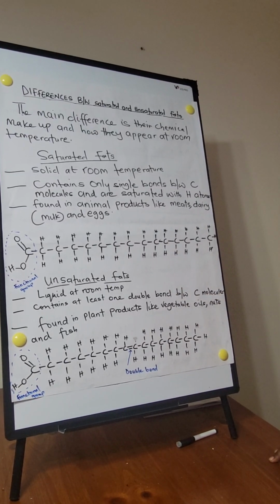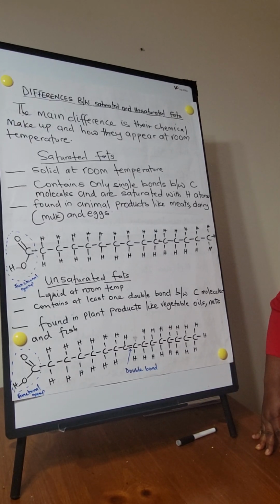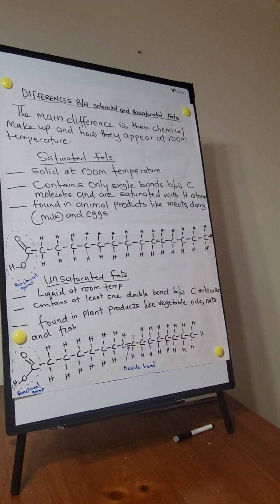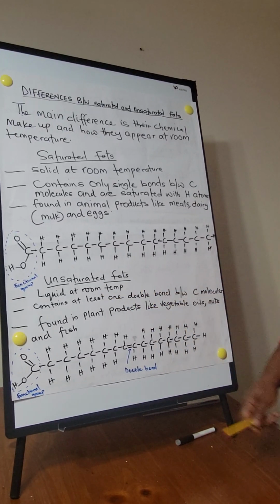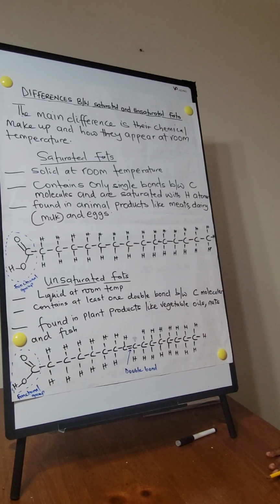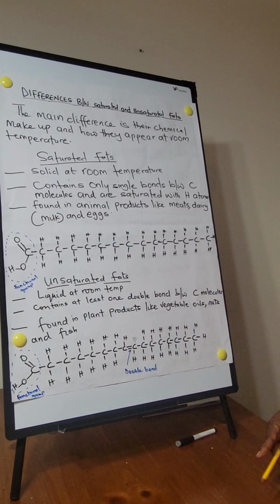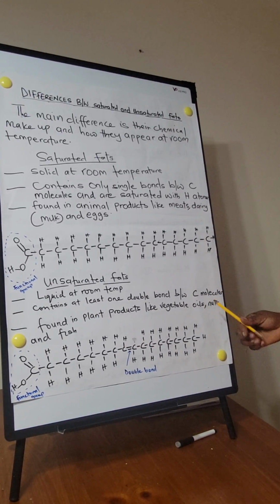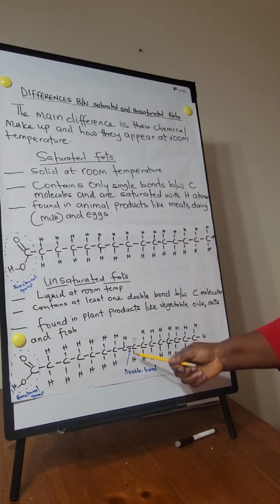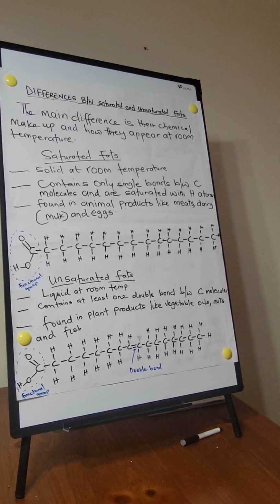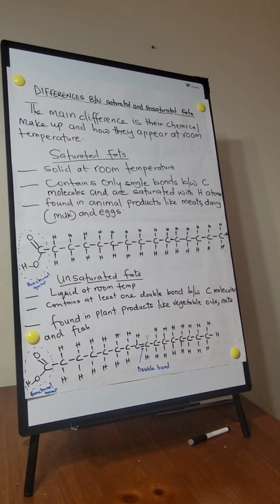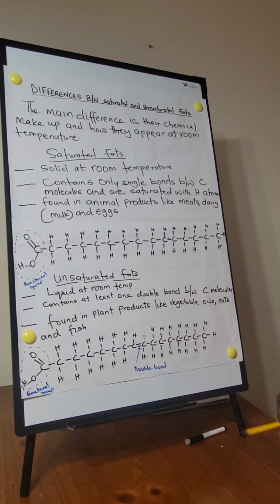And then unsaturated fat, which is recommended on the label, that is, it is recommended that we eat food that is made up of unsaturated fat. This unsaturated fat is liquid at room temperature, and it contains at least one double bond between carbon molecules. Some of them may contain more than one double bond. And they are found in plant products like vegetable oils, nuts, and fish.